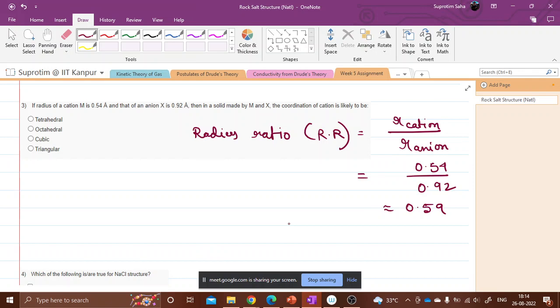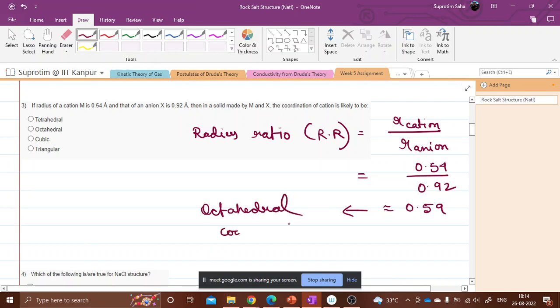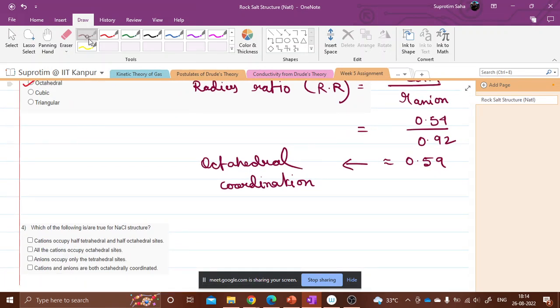So this predicts octahedral coordination, right? So the correct answer would be six neighboring atoms or ions.